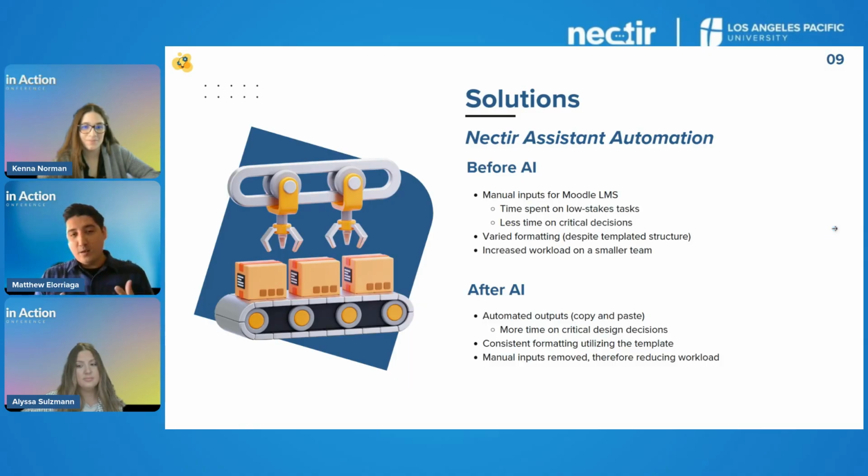And so we thought, okay, maybe we could automate this process in terms of actually inputting the HTML code, doing all the formatting, and then just QA it afterwards. So after we started implementing AI, the outputs are more automated. They're much faster. So it's just a couple clicks to copy and paste, and it allows us to spend more time on critical design decisions, a lot more higher order thinking, a lot more responsibility in terms of how everything flows together. And then also the consistent formatting.